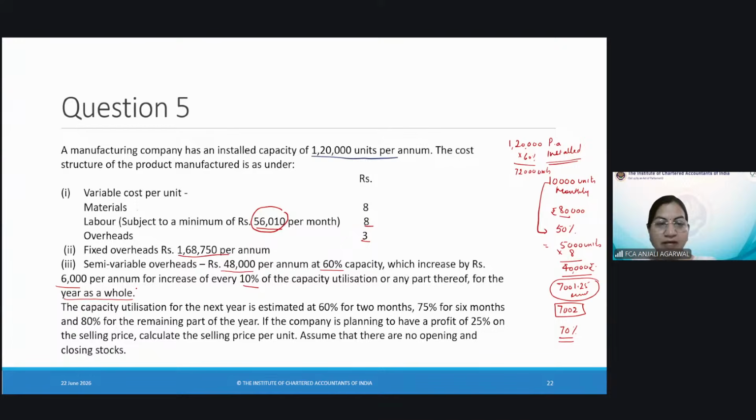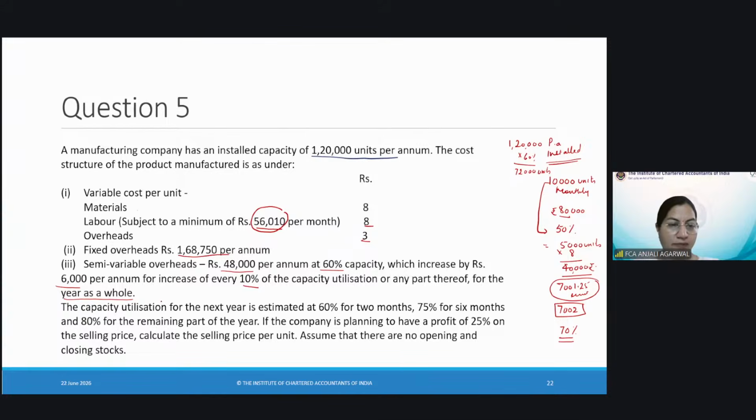So the semi-variable expenses will increase by 6,000 for every 10% increase or any part thereof. So even if it is 61%, the overheads will be 54,000 for the year. Even if it is 70.005%, then the overheads would be 60,000 for the year. 6 plus 6, two increments of 10%, both the 10% and the fraction. So they'll increase two times, 6,000 plus 6,000, 12,000 for the whole year. So 48 plus 12, 60,000. Another increase, 80.1%, then it will become 66,000 for the whole year.